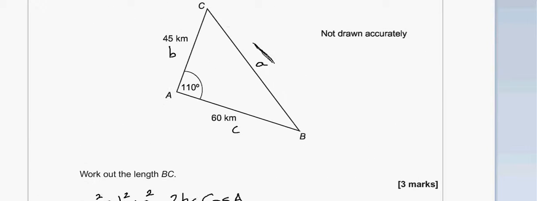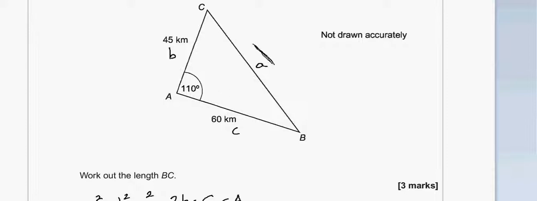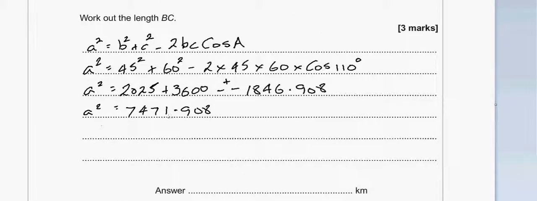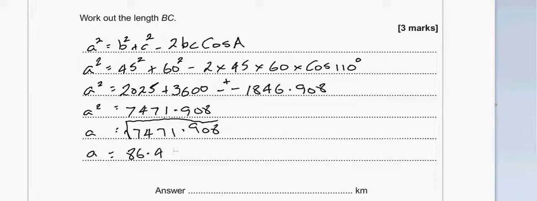Okay, now I know that looks a massive number here, 7,000, and this is 45 and this is 60. But don't forget that's a squared. So a is going to be the square root of that. Sorry about the wonky line. 7,471.908. Okay, so I need to find the root of that number. So the root of 7,471.908 equals 86. So I get a equals 86.44 kilometers.